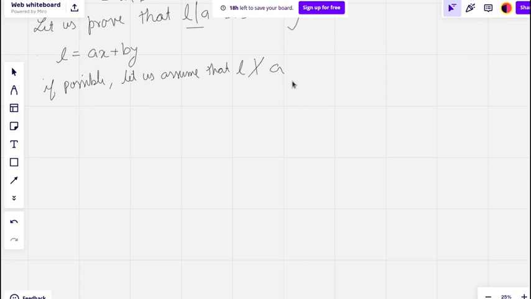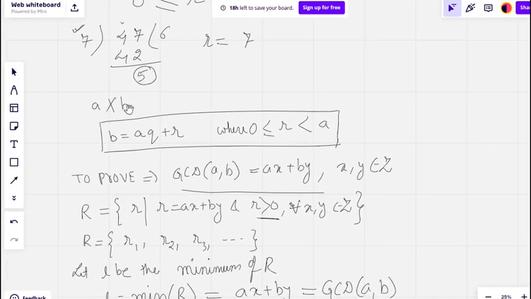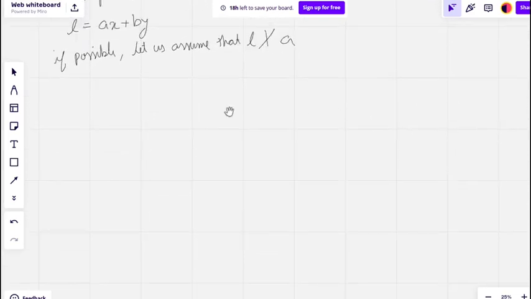Now since L does not divide A, remember from our discussion before we started the proof: if A does not divide B, then B equals AQ plus R, where R is greater than or equal to 0 and R is less than A. So by applying the same, since L does not divide A, A equals L times Q, some quotient, and R. And what is the constraint on R?